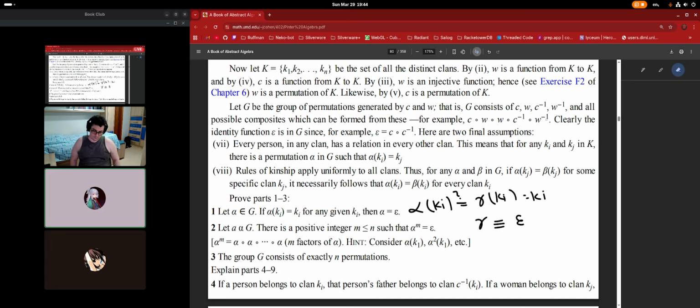Basically, we need to prove that if you compose C with itself, at some point you're going to get epsilon. And also that if you compose W with itself, at some point you're going to get epsilon.